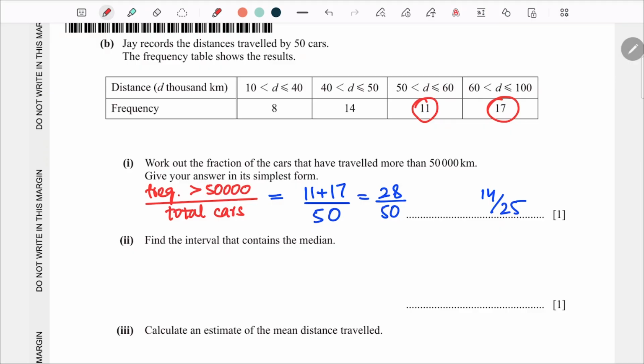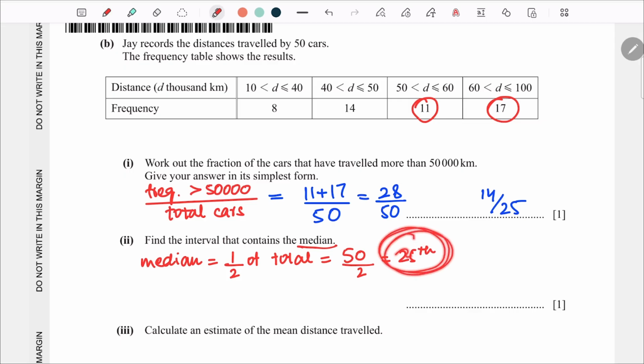Part 2, find the interval that contains the median. Median is basically the mid value, that means half of the total, and the question already told us that the total number of cars was 50. So the median is going to be 50 divided by 2, and that is the 25th value. Now I have to find the interval in which the 25th value is lying.